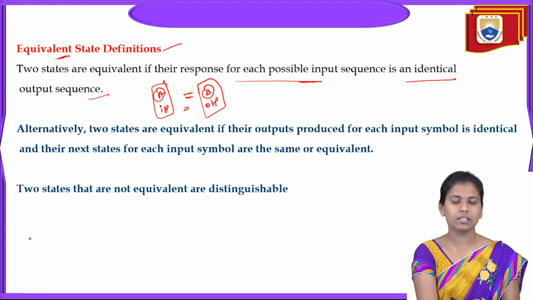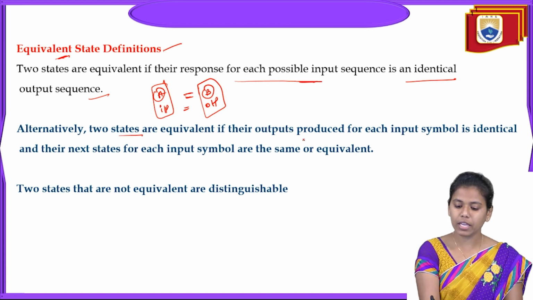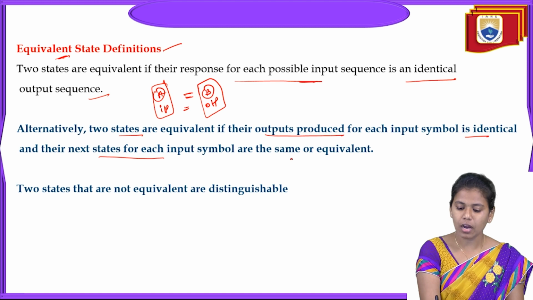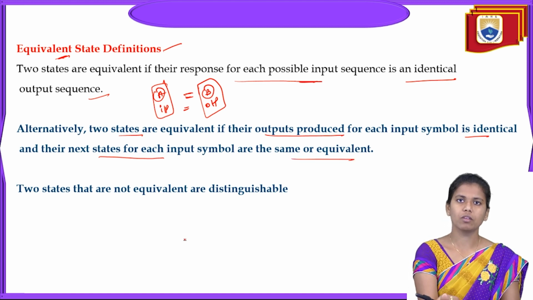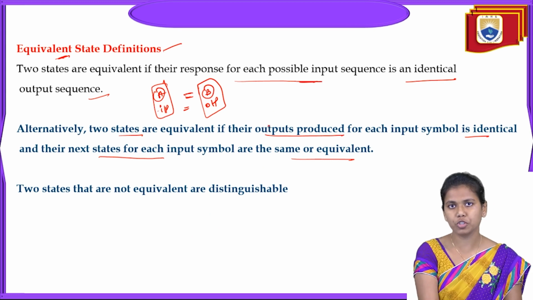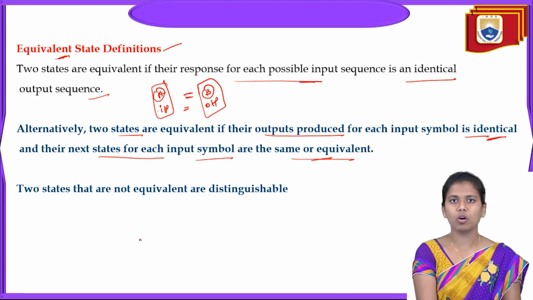Alternatively, we can say that two states are equivalent if the outputs produced for each input symbol are identical and the next states for each symbol are the same or equivalent. So this is a small explanation of equivalence. If we have two states, the output produced by each state for each input must be identical, and the next state for each input symbol must be the same or equivalent.